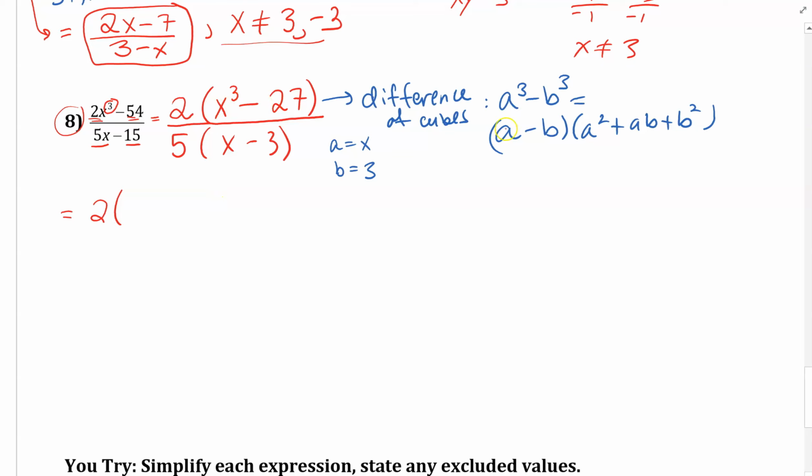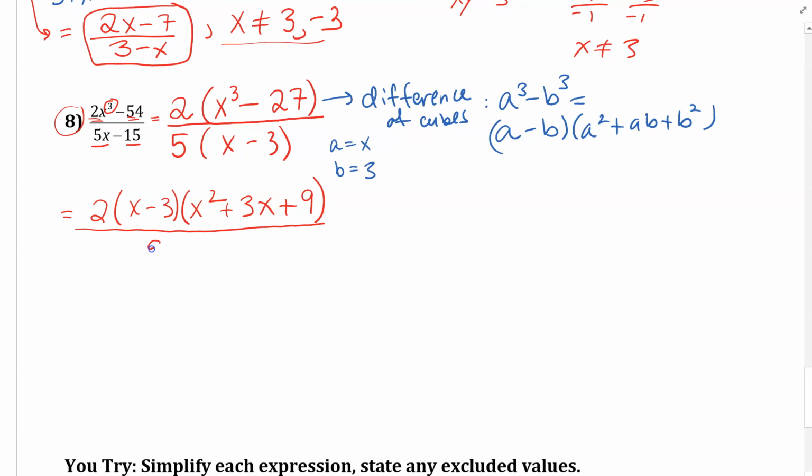So the first factor would be a minus b, which in this case is x minus 3. And then the second factor has 3 terms: a squared, which in this case would be x squared, ab, which in this case would be 3x, and b squared, which in this case would be 3 squared. So the numerator factors into these 3 things. This little tiny 2x cubed minus 54 actually factored into these 3 factors.